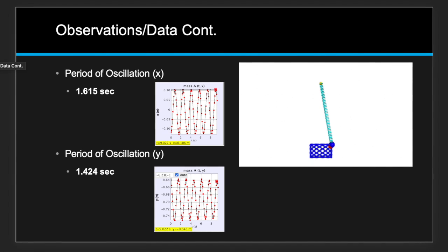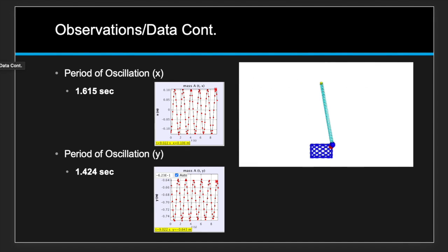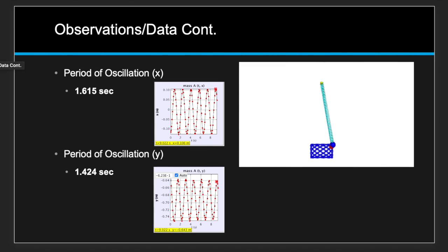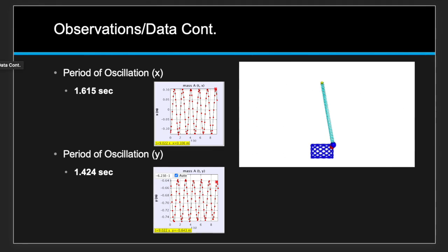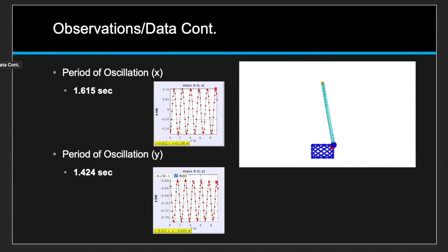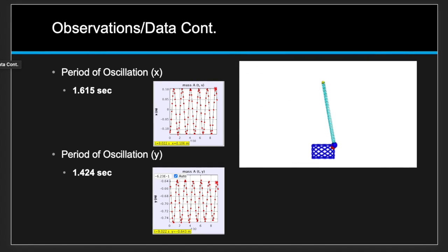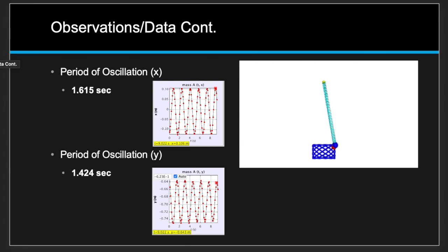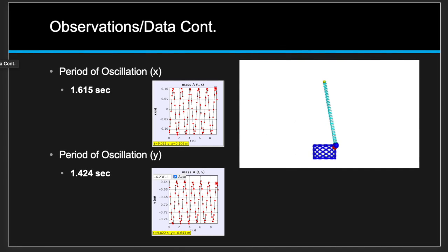However, the peaks and the troughs are at the same time, so that means the times are accurate. Now, to continue the observations and the data, I found the period of oscillation in the x and the y direction using the two graphs from Tracker that I extracted, the x position and the y position versus time. For both of them, I used the peaks to find the period of oscillation.